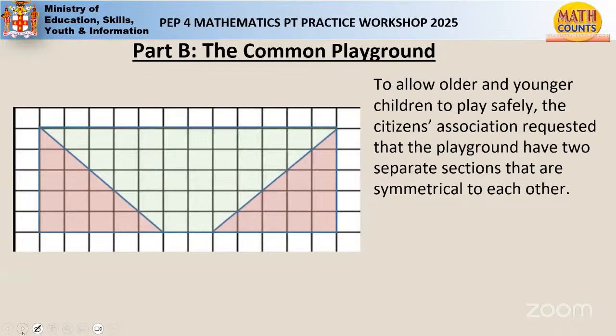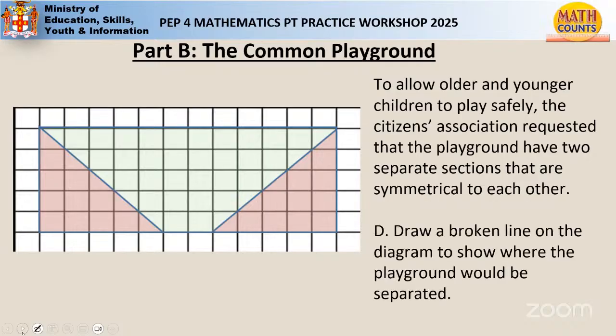Next, we are asking you to allow older and younger children to play safely. The Citizens Association requested that the playground have 2 separate sections that are symmetrical to each other. You wouldn't want the babies playing with the big kids because they're going to jump and shove and push and someone might get hurt. They don't want that to happen. So they're asking you to draw a broken line on the diagram to show where the playground will be separated.